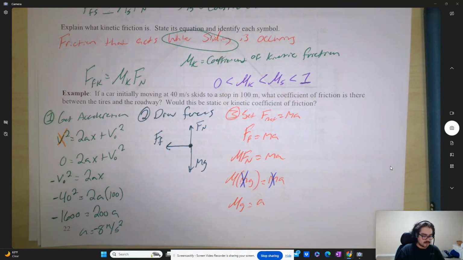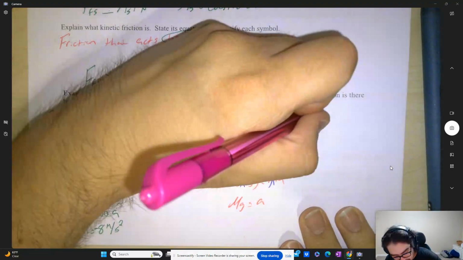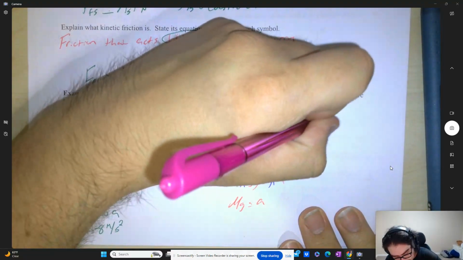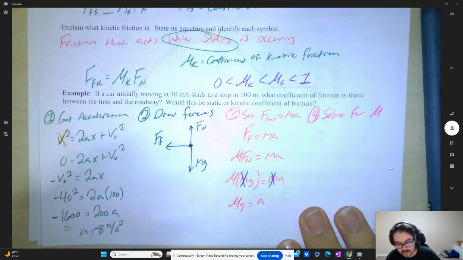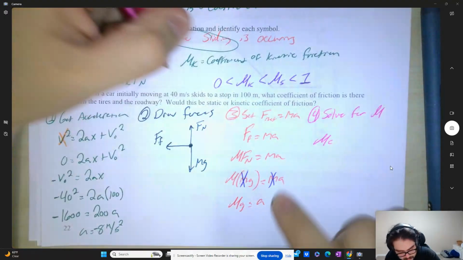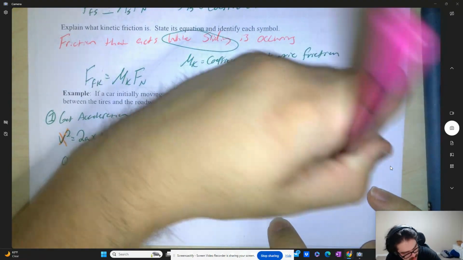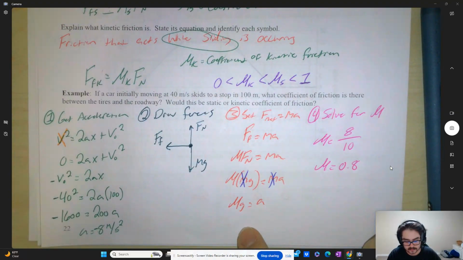For the final step, step 4, all you've got to do is solve for mu. That's really easy: just divide by g. So mu equals the acceleration, which we solved was 8, divided by 10, which is g. You should end up getting a coefficient of 0.8. That's a coefficient of friction.